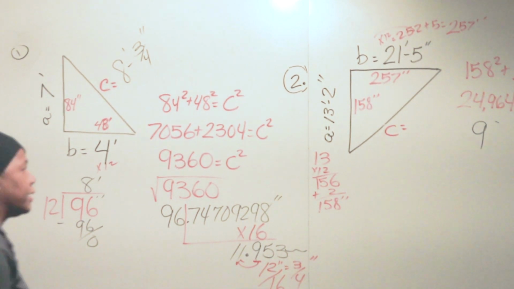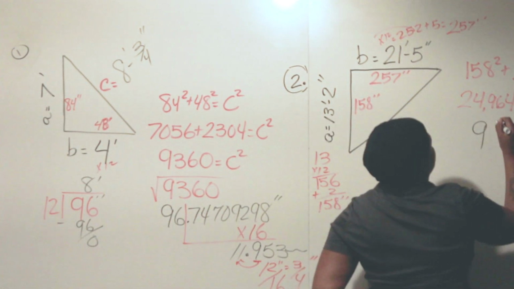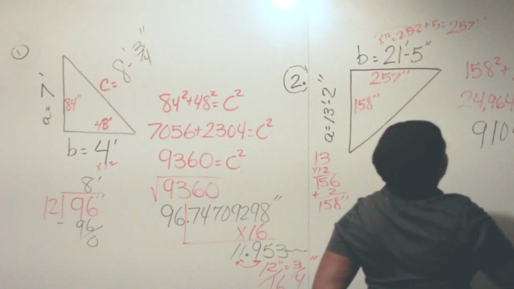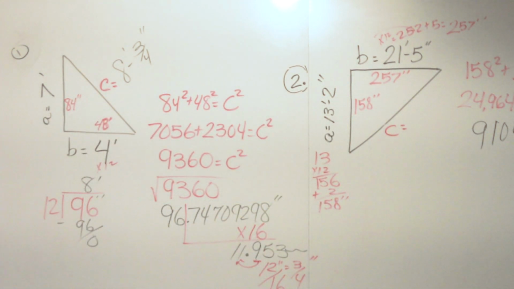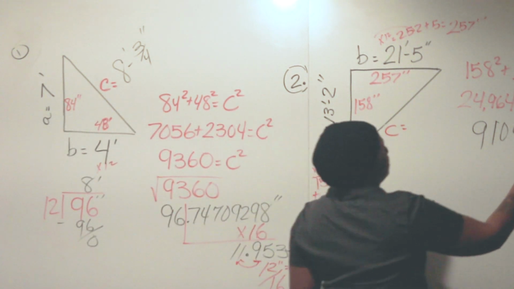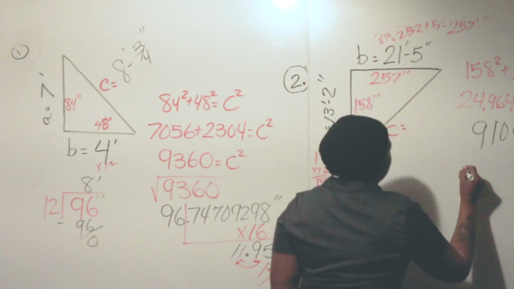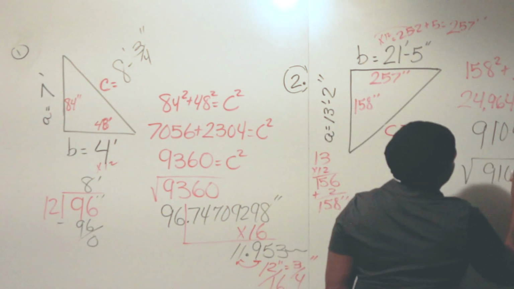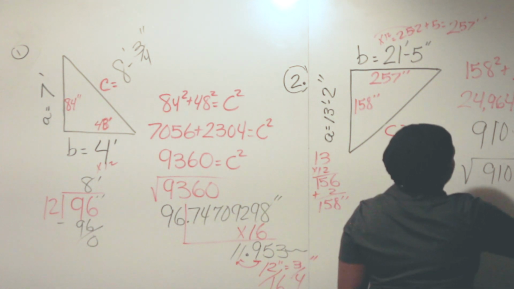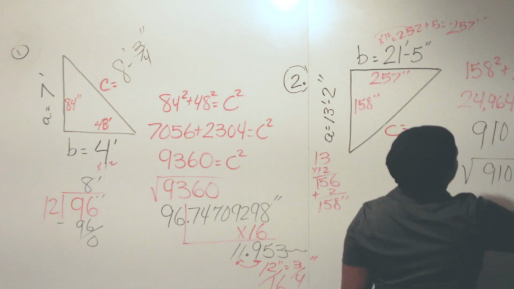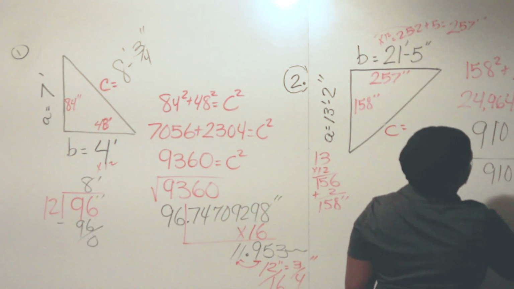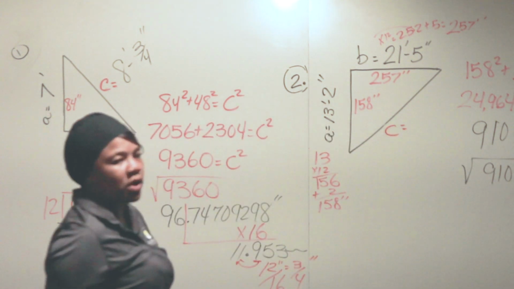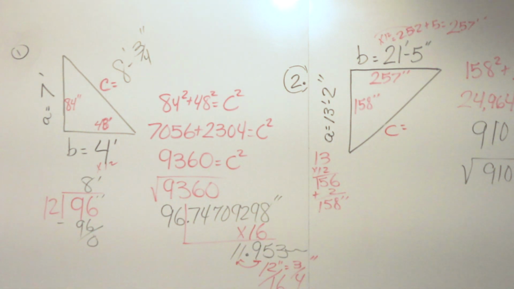All right, I got you. So we got 91,013 when we add that together, which gives us C squared. But we have to do what? Square root it. We're looking for C. So when you square root 91,013, what do you get?